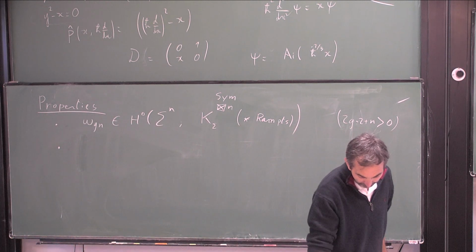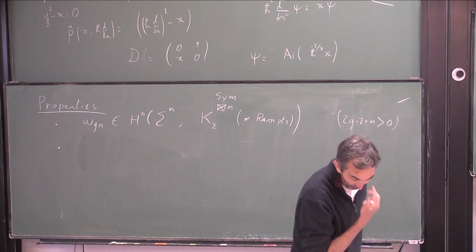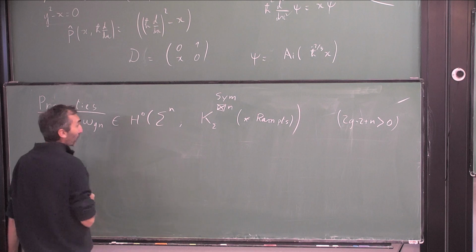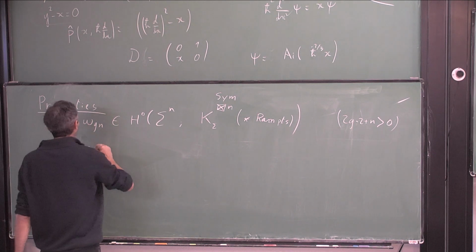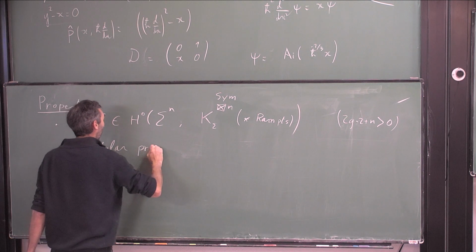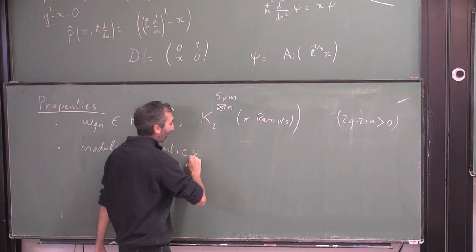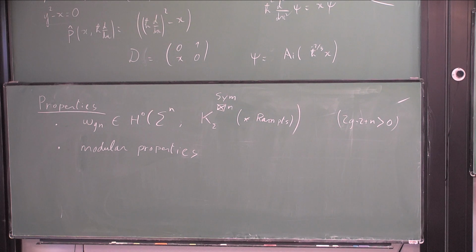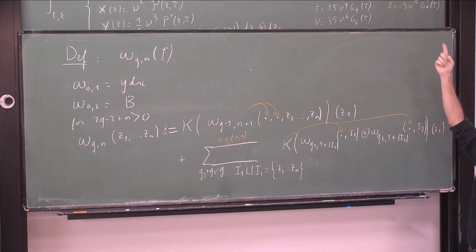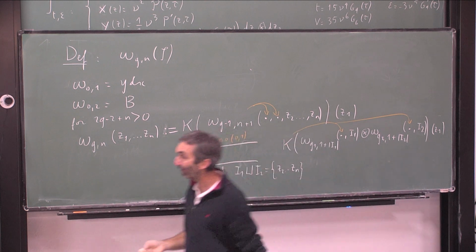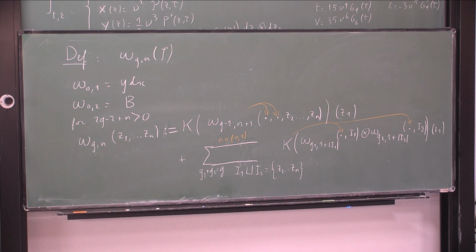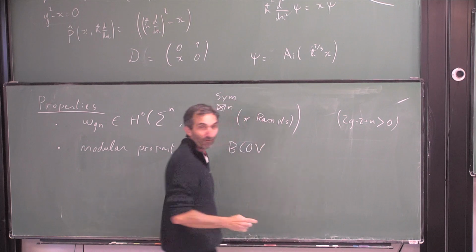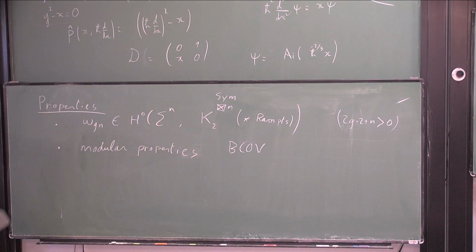Another property that we need, in fact there are plenty of nice properties, for example modular properties, which I will not talk about, but this is more or less your question: what happens if I change the B? For example, if I go from the B that was normalized on the A cycle to a B that is normalized on the B cycle. So I make a modular transformation. What happens to the omega gn? They change in a very nice way, and this is related to the BCOV equation and things like that. I will not enter the details, but basically the omega gn are quasi-modular forms.